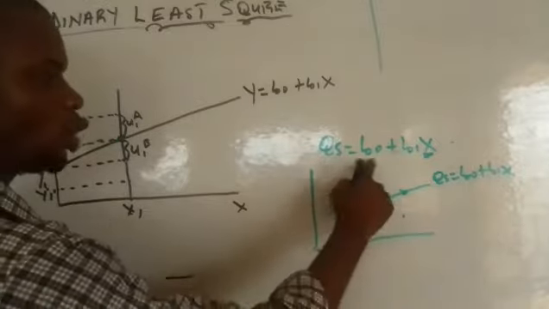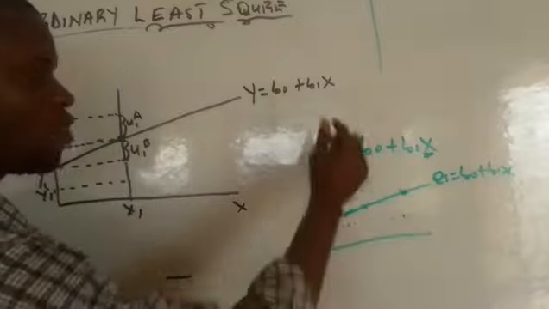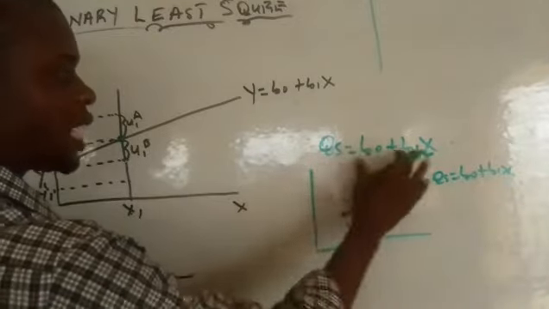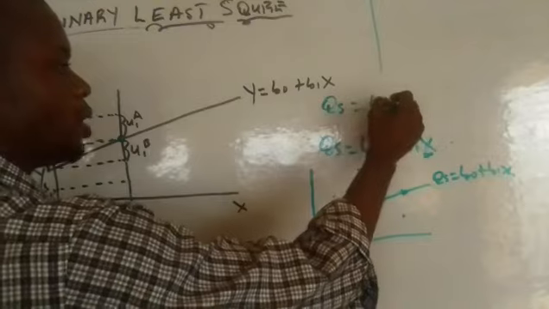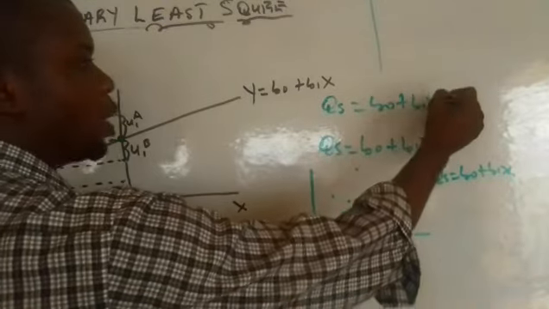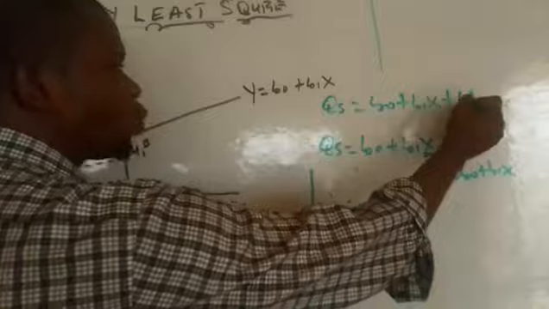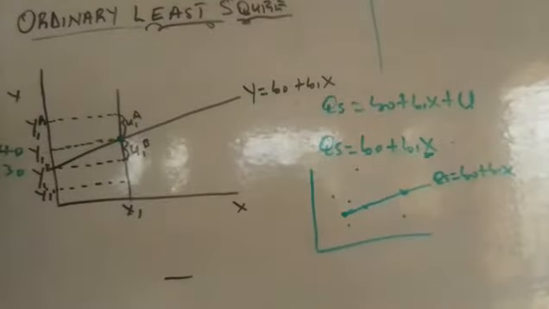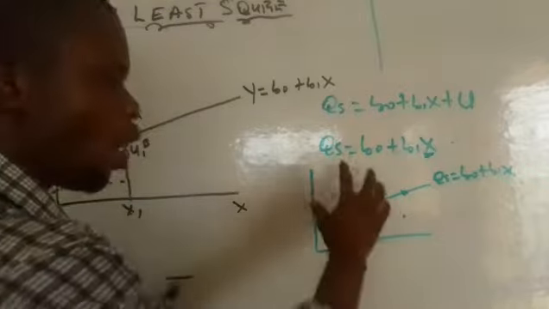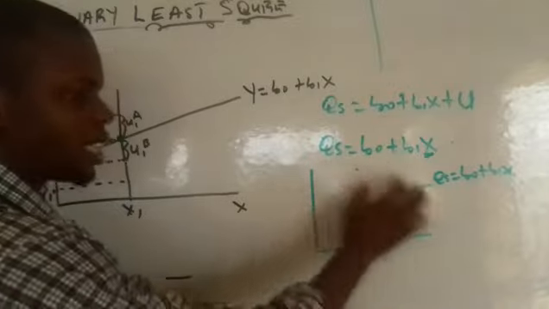Now, in order to correct our notion, based on these factors I've mentioned, we can rewrite our exact function as QS equals B0 plus B1X plus those factors we don't know. Those factors could be omission of variables, random behavior of human beings which we cannot predict, error of measurement, imperfect specification of the mathematical form of the model, or error of aggregation. All of these can come together to enable us to have this scatter of points.